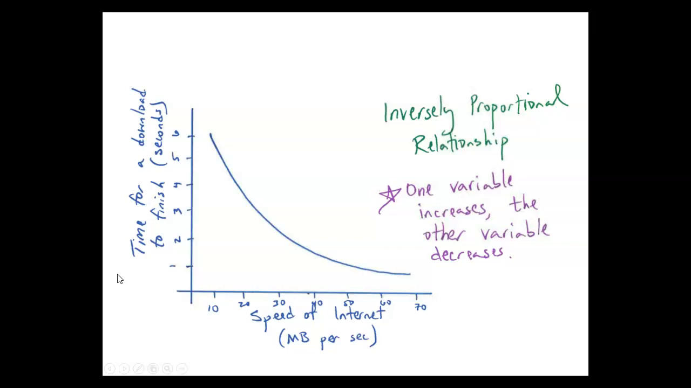As the speed of the internet gets faster and faster, the time for a download becomes less and less. So one variable goes up and the other variable goes down. And we do have a negative slope to this line, but it's just curved. It's not necessarily a straight line.